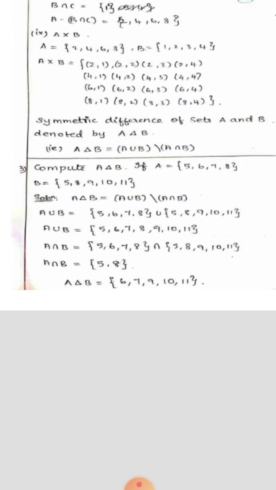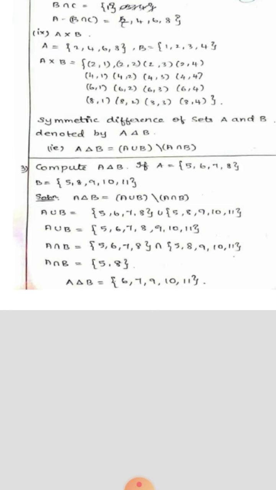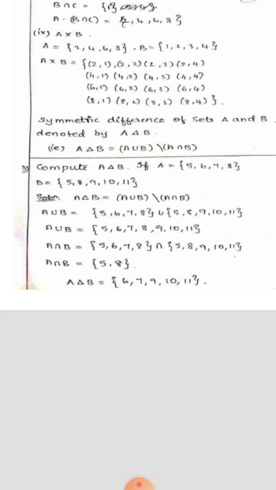So see the problem. Compute A symmetric difference B. A and B are given. So just write the formula. Find A union B. Find A intersection B. And then find the symmetric difference. A symmetric difference B is equal to the terms in A union B that are not in A intersection B. 5 and 8 are common, so write the remaining terms 6, 7, 9, 10, 11. So this is A symmetric difference B.